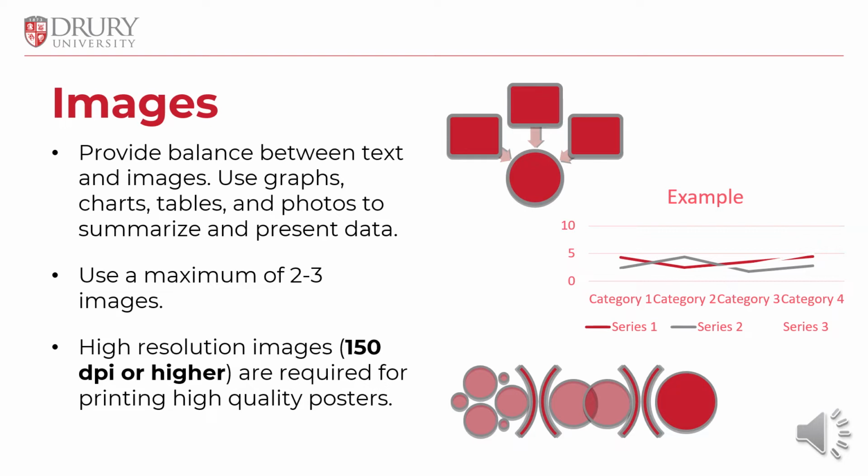Next, it's a good idea just using between 2 or 3 images. Depending on the spacing and layout of your poster, you can get away with more. And then you want to make sure that you have high resolution images. 150 dpi or higher will be required for printing these posters on a large scale. And I do have some videos on how to make sure that the images that you have, to check the DPI, and if they are lower, how to raise it to the 150.